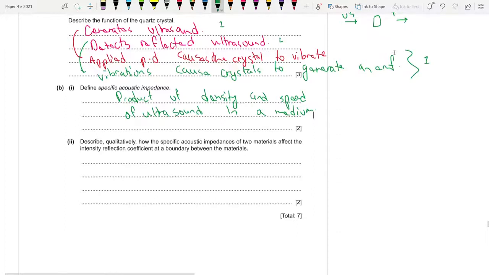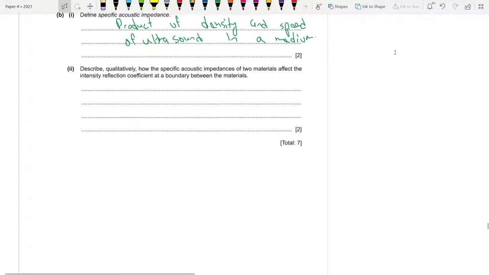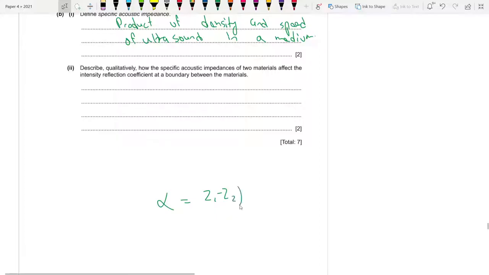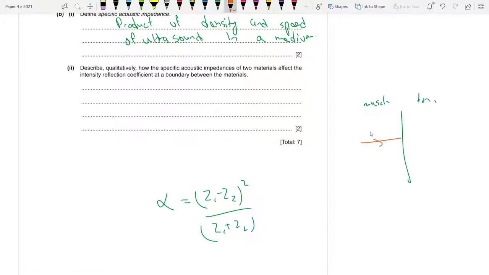Describe qualitatively how the specific acoustic impedances of two materials affect the intensity reflection coefficient alpha, (Z1 minus Z2) whole square divided by (Z1 plus Z2) whole square. So look at this. Suppose this is muscle and this is bone. This one going here is I naught. Some of it will get out, that's IT. Some of it will be reflected back in IR. So alpha is basically IR by I naught. So if the values of Z1 and Z2 are very similar, okay, most of it will be transmitted. So if you can say that if similar or if same, then most of it is transmitted, right? So what happens to the value of IR by I naught?